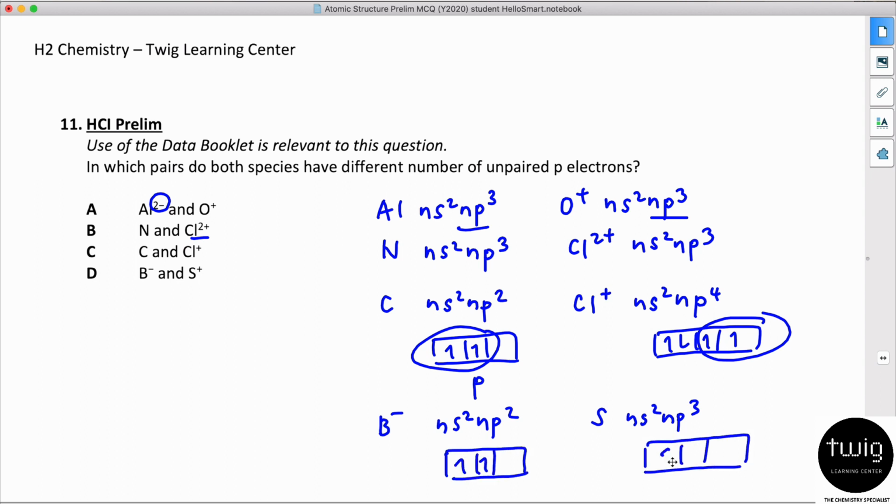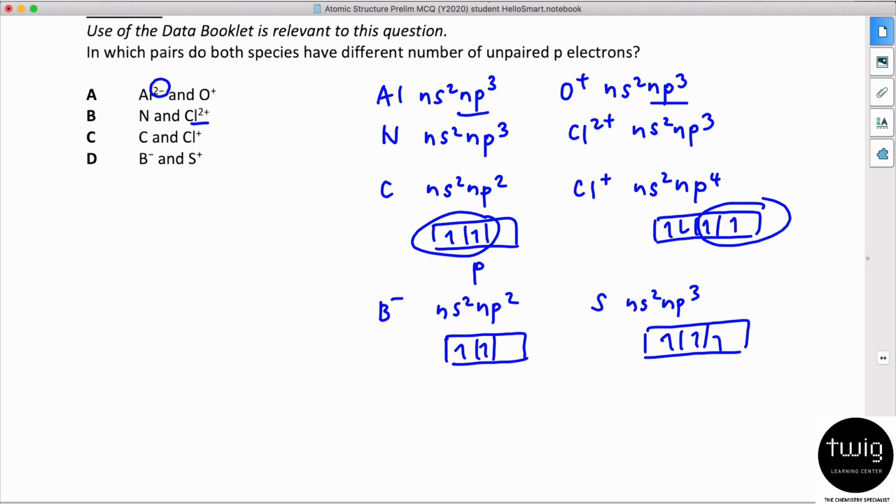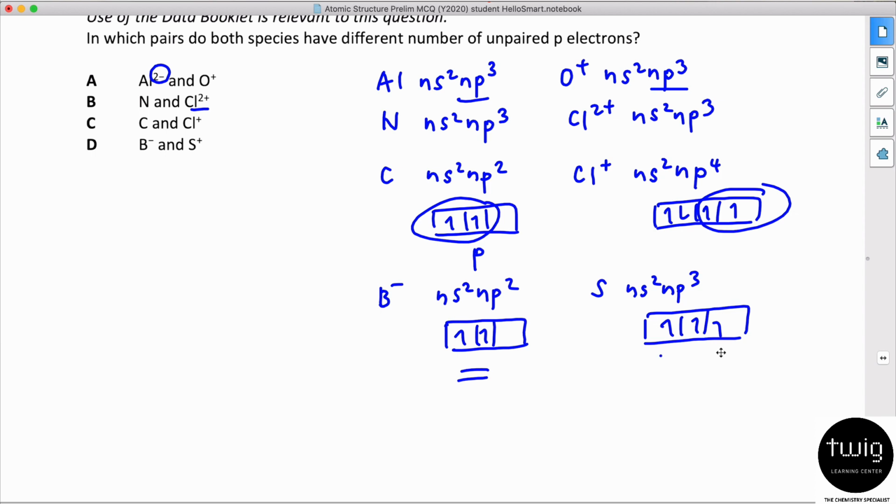Of course, np3: 1, 2, 3. So they have different number of unpaired p electrons. See, this one has 2 unpaired, this one has 3 unpaired p electrons. So the answer is D.